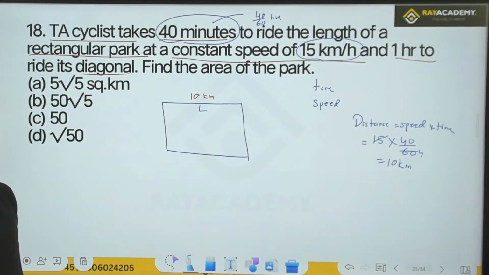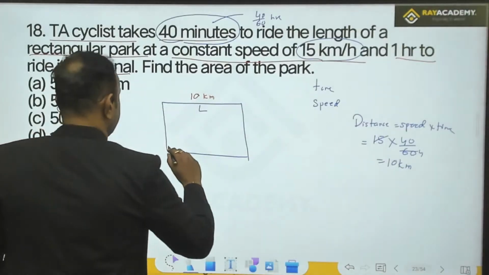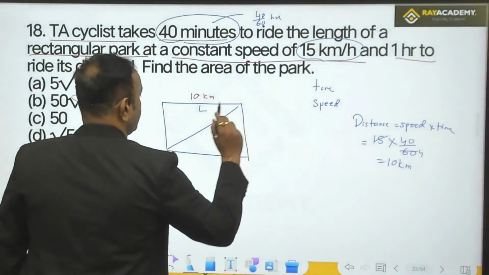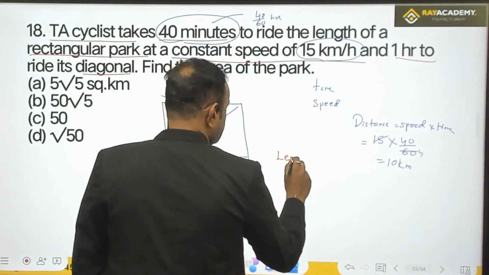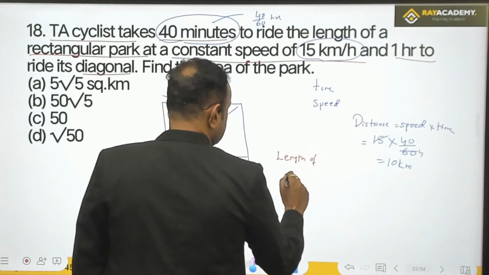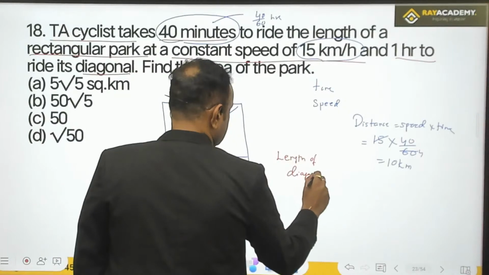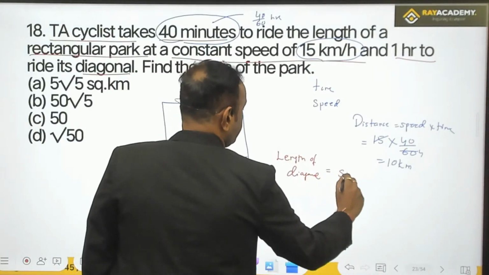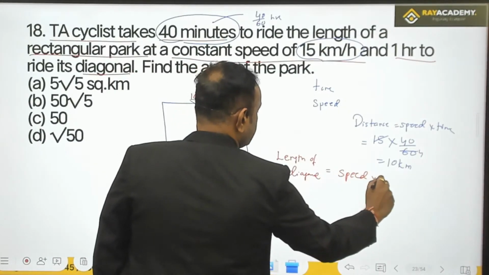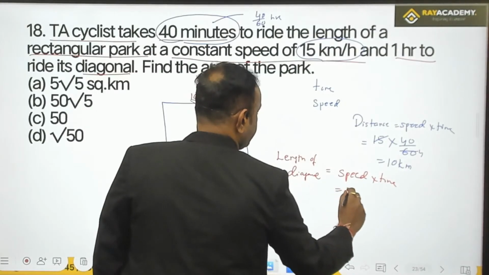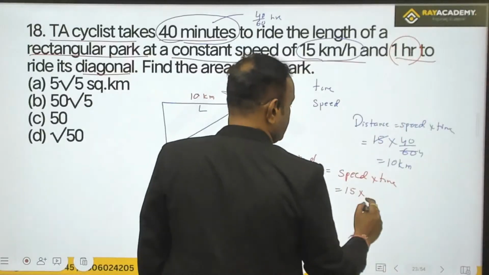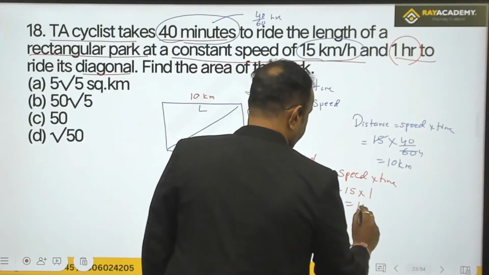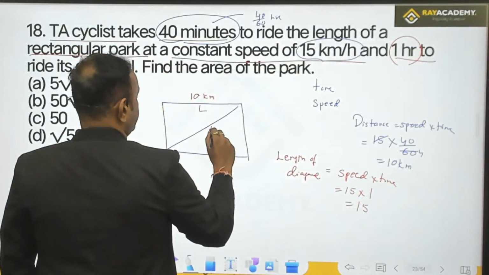Then he is saying one hour to ride its diagonal. So the length of the diagonal is speed into time. Speed is constant, it is 15, and time is one hour, already in hours, so no conversion is required. So this is 15 only. So this is 15 km.